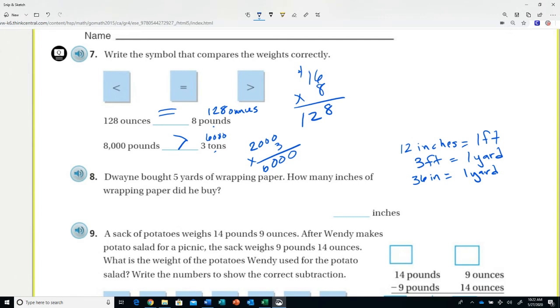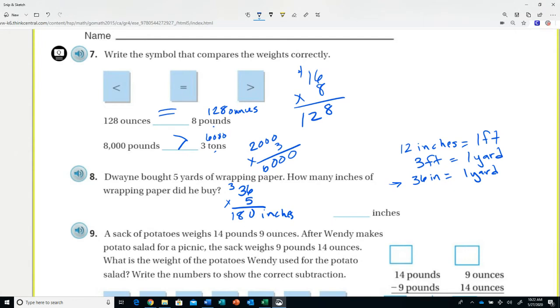So, you have 5 yards of wrapping paper, and 1 yard is 36 inches. In one step, you would say 36 times 5. 5 yards, and I know that 36 inches equals a yard, so I would multiply here. 5 times 6 is 30, carry a 3, 5 times 3 is 15, plus 3 is 18, so 180. So 180 inches. That's the one step.